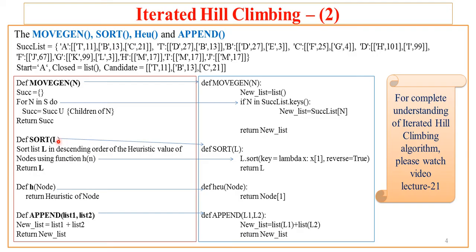Similarly, we have a sort algorithm which basically sorts the list in descending or ascending order depending on the requirement. But here, as we are trying for an optimization problem, that means we are trying for maximization, so our list should be sorted in the descending order of the heuristic value of the given node. So this function is very simple.